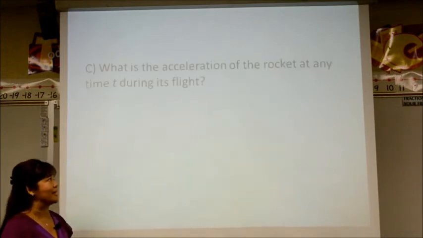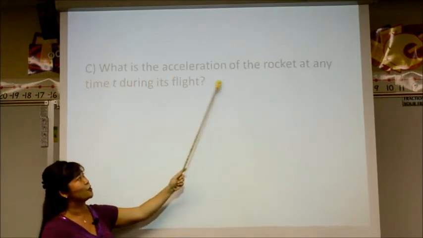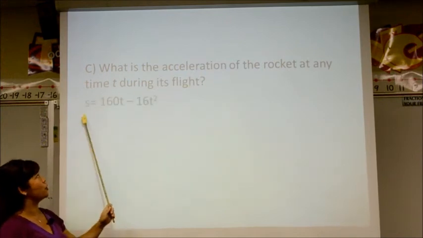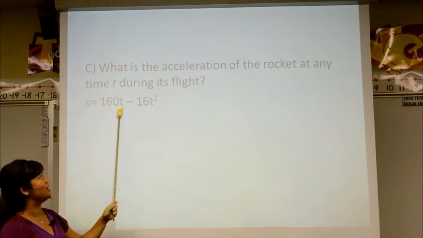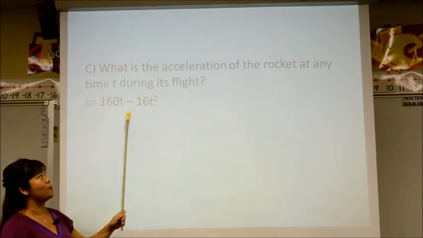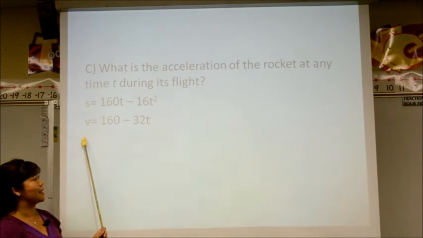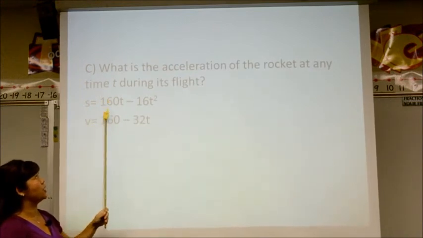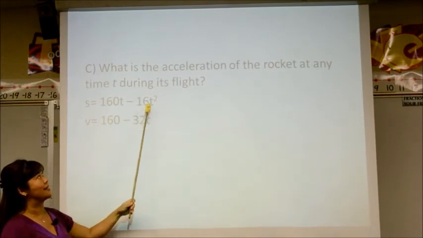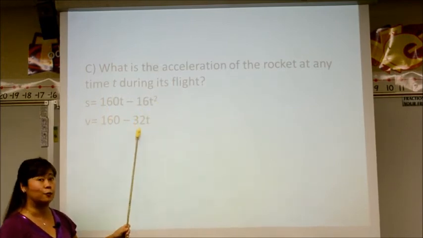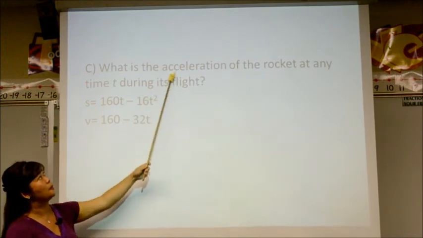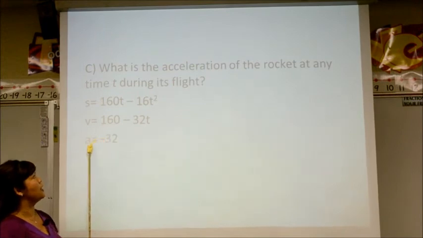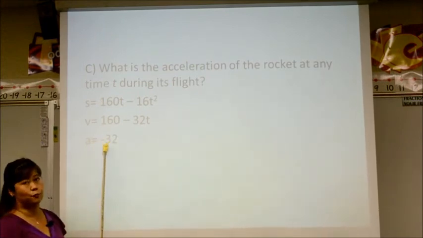All right, part C. Part C is asking us what is the acceleration of the rocket at any time t during its flight. So I'm using my original equation, which is s equals 160t minus 16t squared. And we mentioned in the last problem that we took the velocity. So velocity is the first derivative of s. So I get 160 from this right here, and then I take the first derivative of 16t squared, that gives me negative 32t, okay? To find acceleration, I need to take another derivative of velocity. So the derivative of velocity is acceleration, which is negative 32.